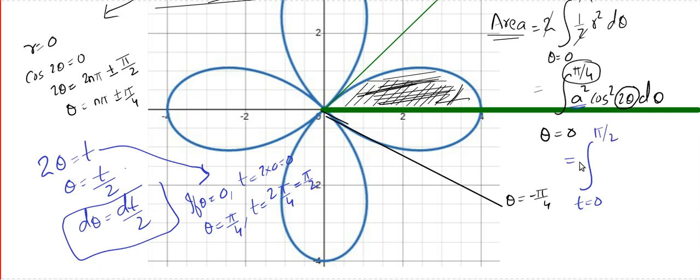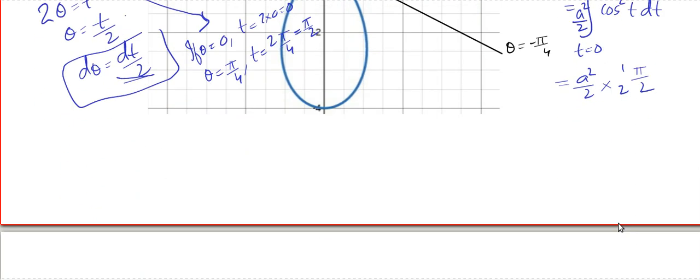This a square I am going to write outside, and cos square t dt by 2 will come, so that I keep it here, because you saw d theta is dt by 2. And that's it, my friends. Now you know the shortcut, 2, 1, pi by 2. So the answer is pi a square by 8.